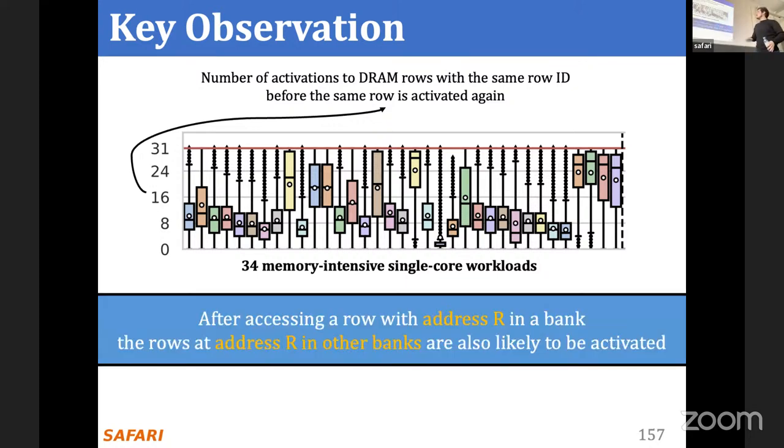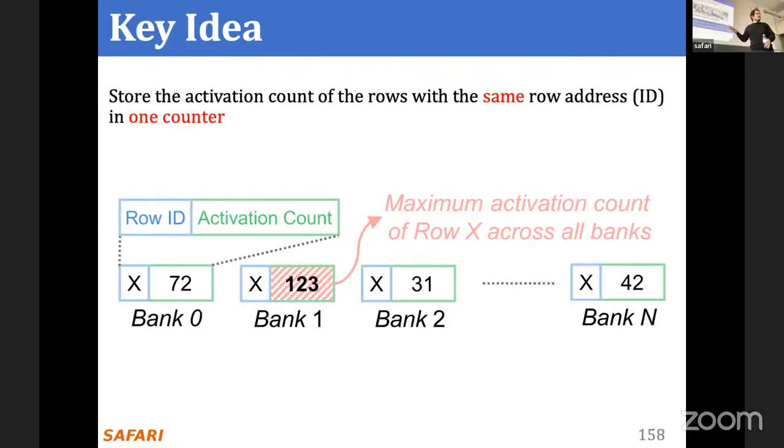The key takeaway is that after accessing a row with address R in one bank, the rows at address R in other banks are also likely to be free. So we leverage this observation to develop a key idea, which is to store the activation count of the rows with the same row ID in one counter. By doing so, we reduce the number of counters that we need to implement by a factor of 32, or by a factor of the number of banks you have in each chip.